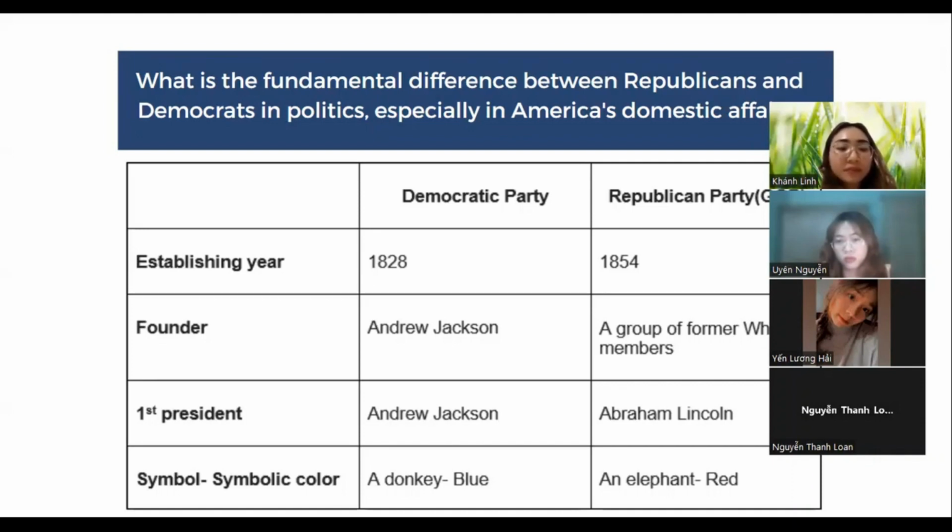Democrats have emerged and won the support of African Americans with their racial equality views. And the fourth difference is the symbol. The symbol of the Democratic Party is the image of a donkey. So we can call it by another name, the Donkey Party, and the symbolic color is blue.